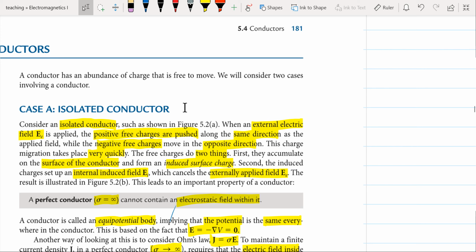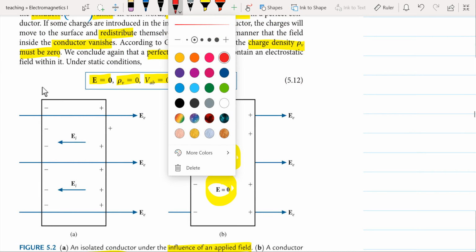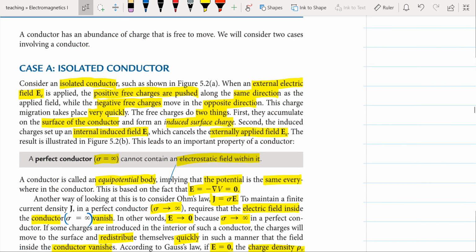And we say that consider an isolated conductor as shown in figure 5.2a. So we are considering this isolated conductor as depicted in figure 5.2a that is under the influence of applied field. The applied field is E. So you can see the field lines are directed as shown by the arrow.